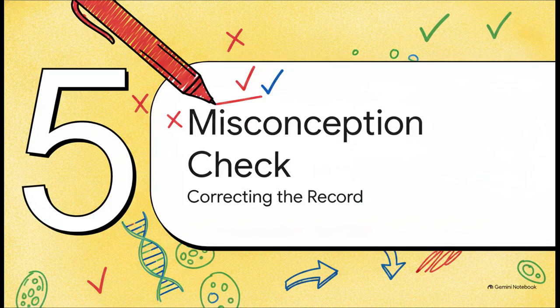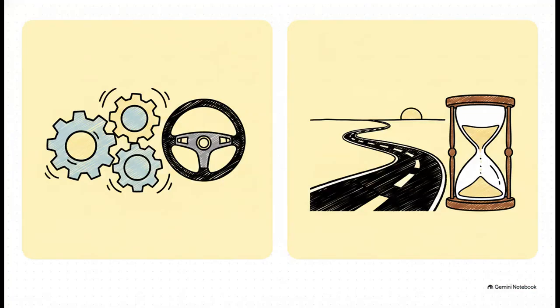All right, Section 5, Misconception Check, Correcting the Record. Now let's grab a red pen for a second, because it is incredibly important not to mix these concepts up. A lot of people do. Natural selection is the mechanism. It acts on what is already there. It doesn't just magically create new features out of thin air, it works on existing genetic variations, and it can happen relatively quickly.